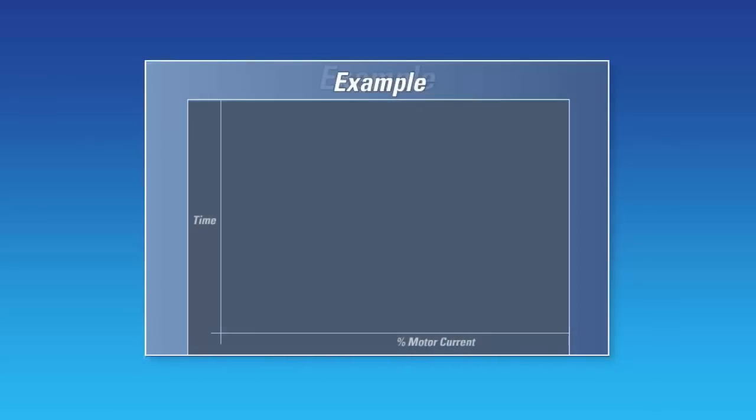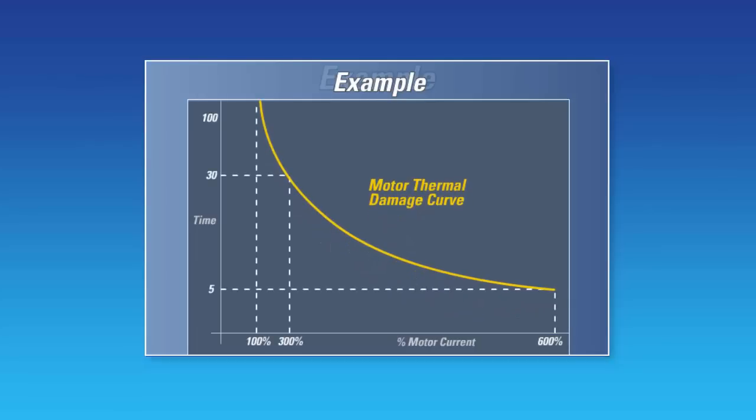Now that we understand what the thermal model is trying to do, let's see how it accomplishes this task with the following hypothetical situation. For a given motor, the thermal damage and acceleration curves are shown in this diagram. From a quick look at the motor curves, we can see that the acceleration curve barely fits under the stall limits portion of the thermal limits curve.